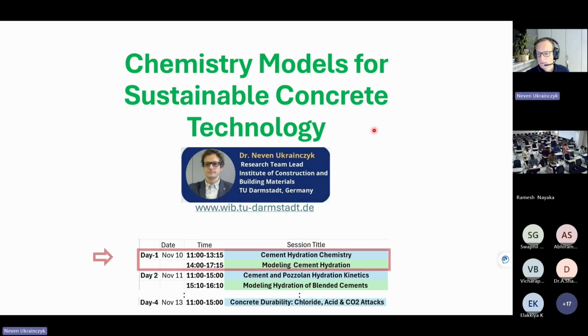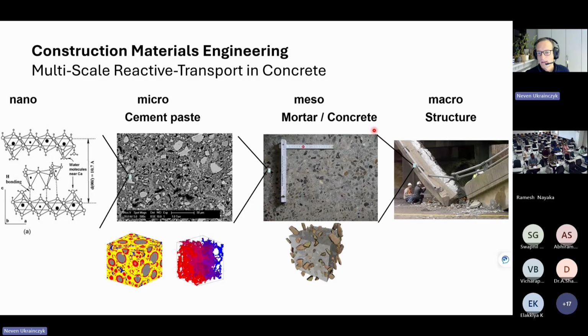So we are here, first day. And I always like to present this slide because what we are doing is material science, chemistry of materials, and then also for the construction, cementitious materials mostly. And especially we are doing multi-scale reactive transport modeling. This is my specialization. I was always a big fan of these models because we actually need them a lot already from hydration.